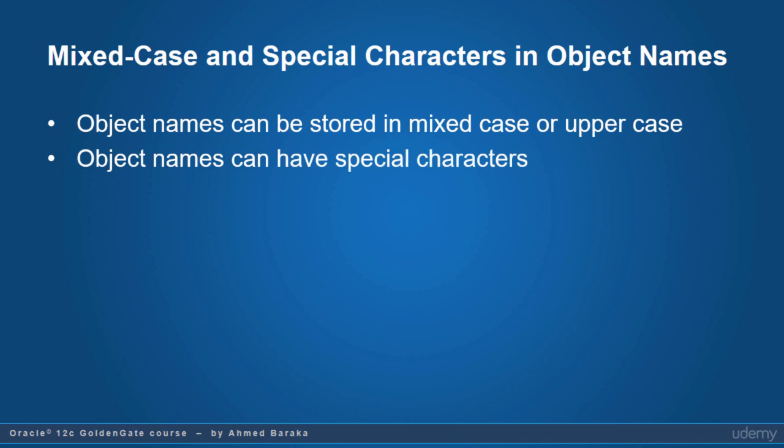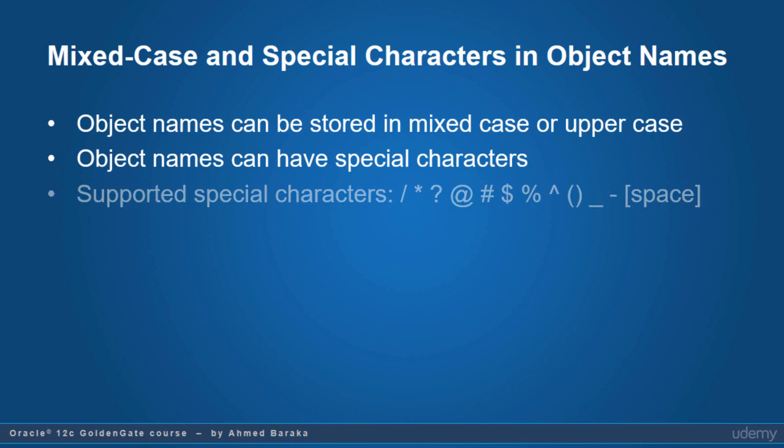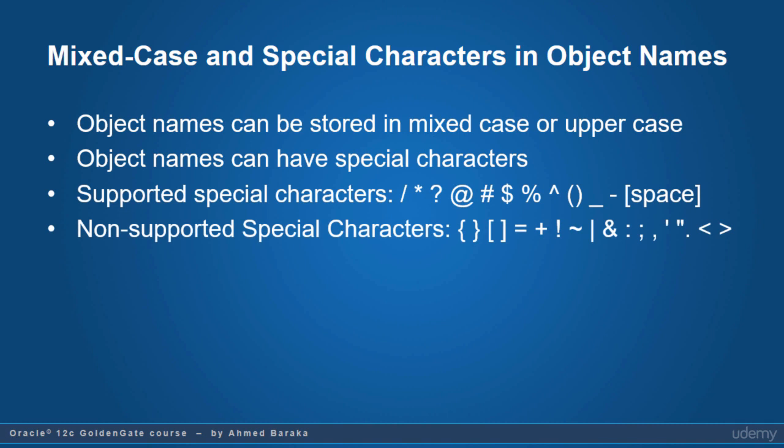Object names can have special characters. Again, special characters that are allowed in object names are different among the database system vendors. Golden Gate supports the special characters that are shown in the slide. Some special characters are not supported by Golden Gate though. The slide is showing those unsupported characters.